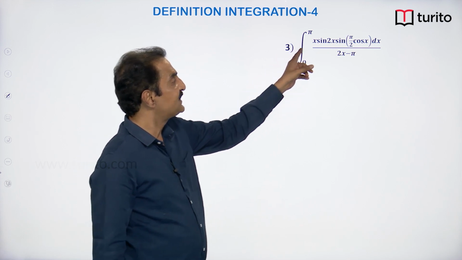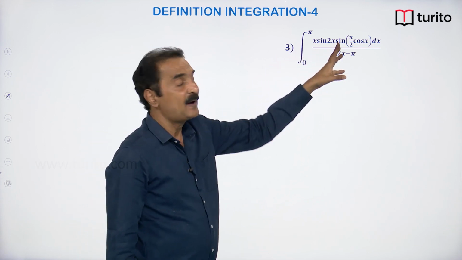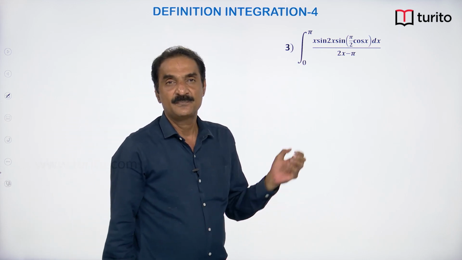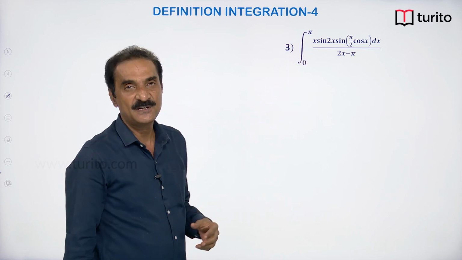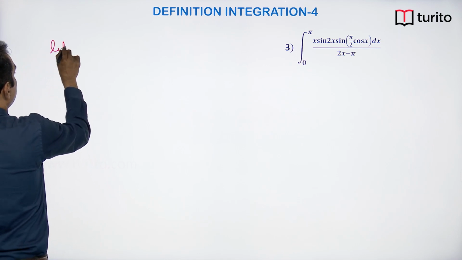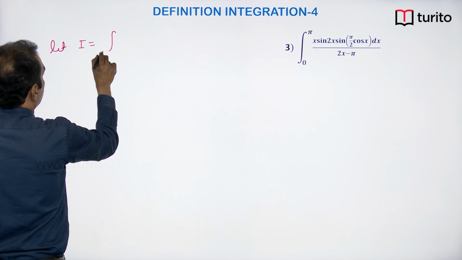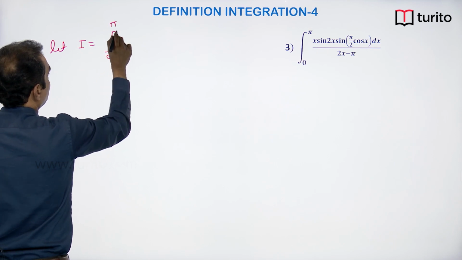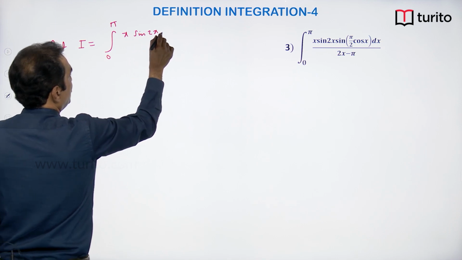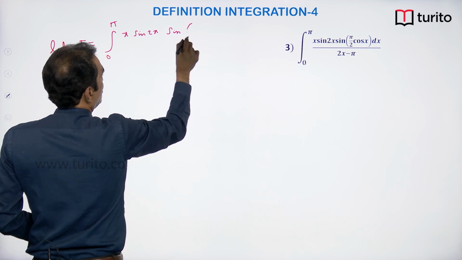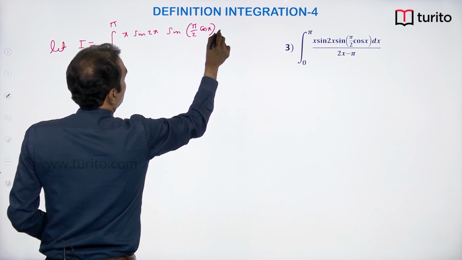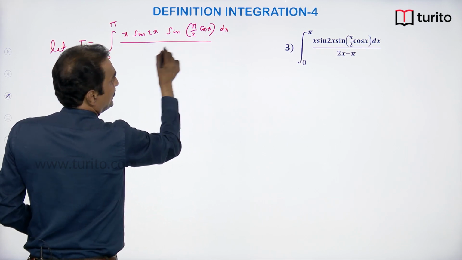Next question. Integral 0 to pi x sin 2x into sin of pi by 2 cos x dx by 2x minus pi. As usual, we substitute x as pi minus x, the property. First, let I be equal to integral 0 to pi x sin 2x into sin of pi by 2 cos x dx by 2x minus pi.